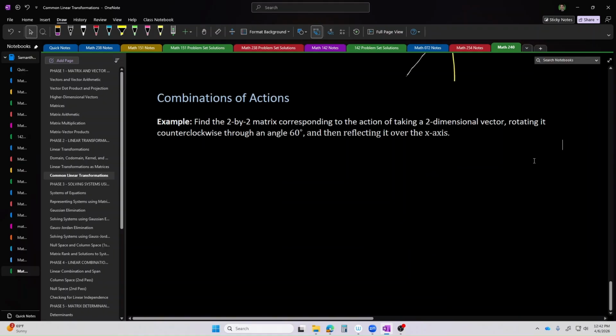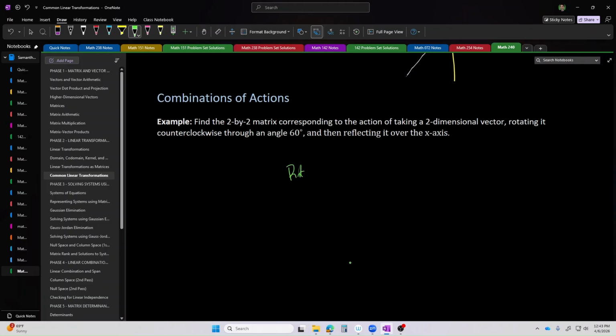Now let's consider a problem like this, where we're asked to find the 2 by 2 matrix that corresponds to the action of taking a two-dimensional vector, rotating it counterclockwise through an angle of 60 degrees, and then reflecting that over the x-axis. So this is a pretty unique situation because the action that we're taking in this problem is a combination of two other actions that we've already studied. We have already found the matrix corresponding to rotation counterclockwise through an angle of 60 degrees.